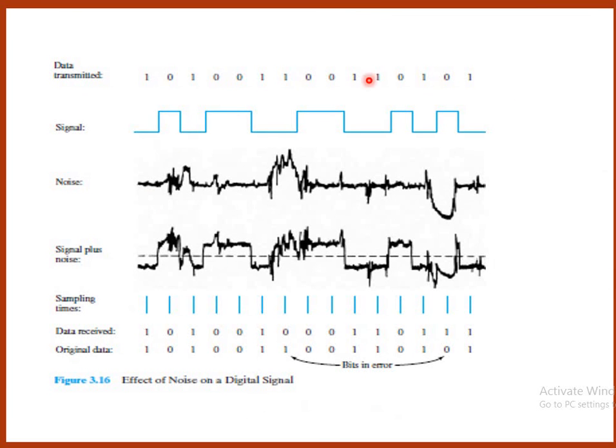So here I have just represented the data and the signal. This is the data which we are transferring, data transmitted in terms of signal. Now if this data is contaminated by noise, because of that noise the signal pulse value gets shifted, and at the receiver end the data which was actually transferred as 1 may be received as 0. So this is the effect of noise on a digital signal.